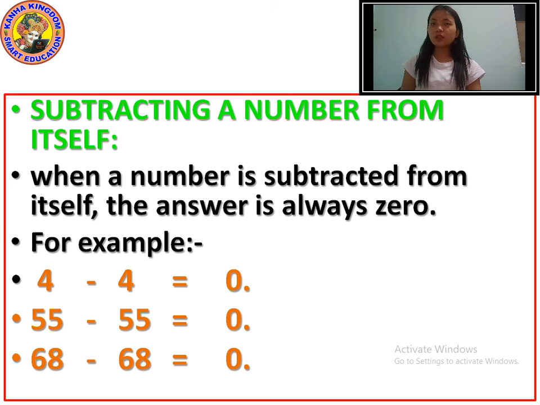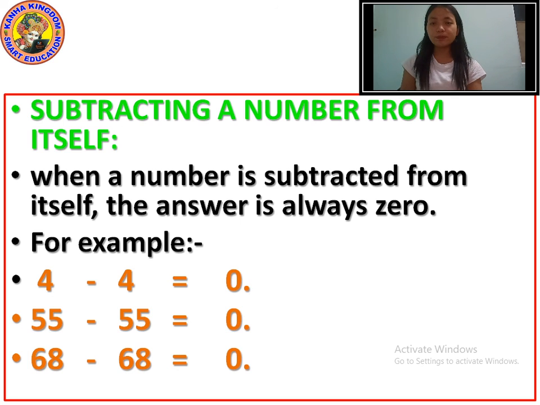Okay student, and see, at last we learned the properties of subtraction. The first property of subtraction is subtracting 0. When we subtract 0 from a number, the answer is the number itself. For example, when you subtract 0 from 4, you will get 4 as an answer. So the answer is the number itself, right student?